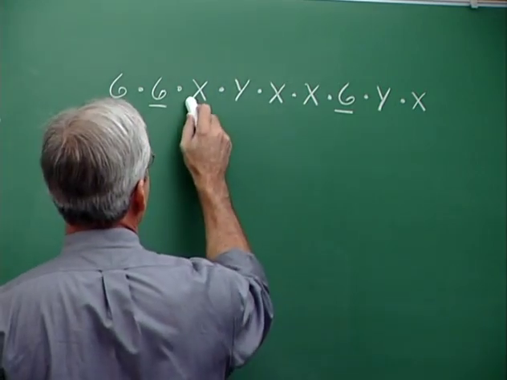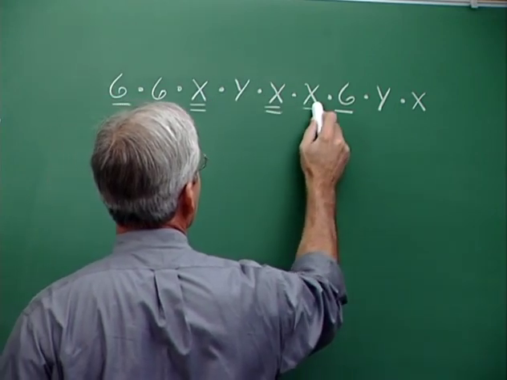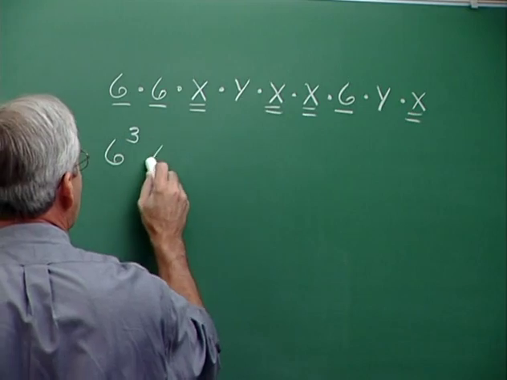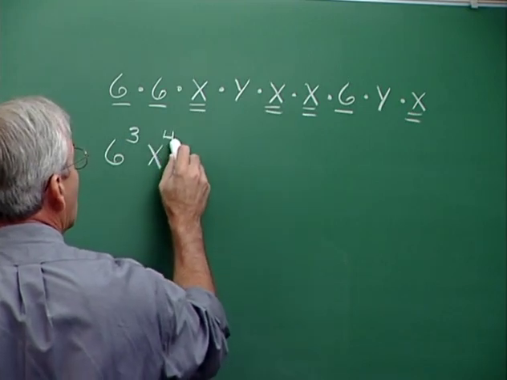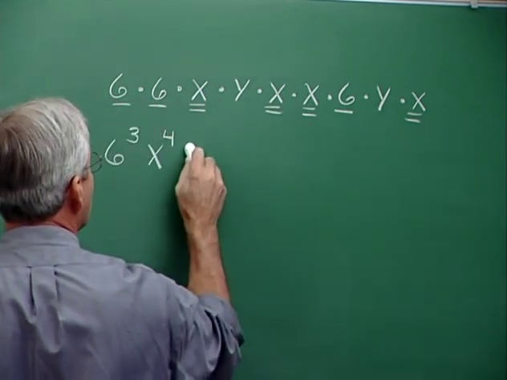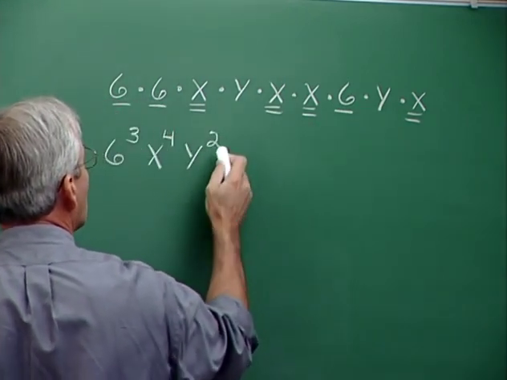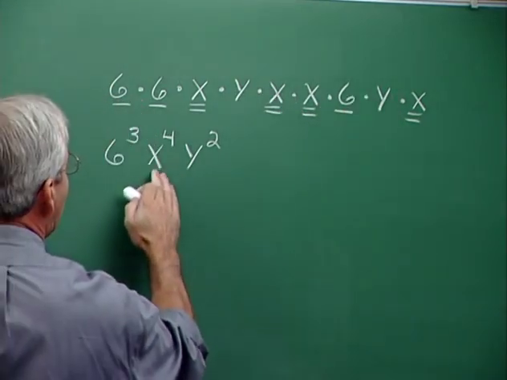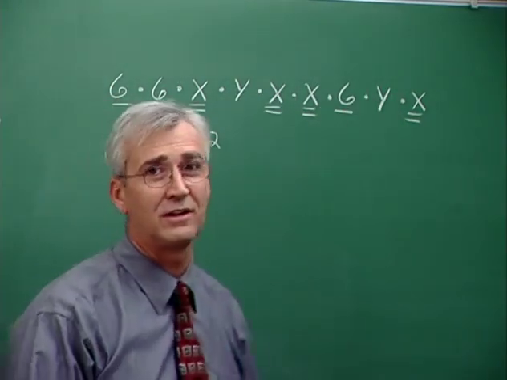I have x here, here, here, and here. I have 4 factors of x, so this is x to the 4th power. And then I have y 1, 2 times as a factor, so that's y squared. So we can rewrite this using exponents as 6 cubed x to the 4th y squared.